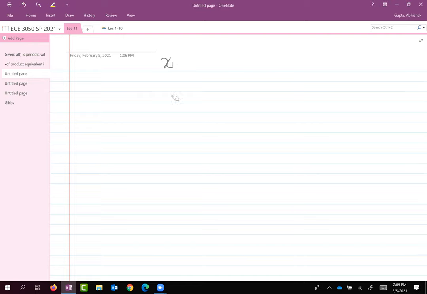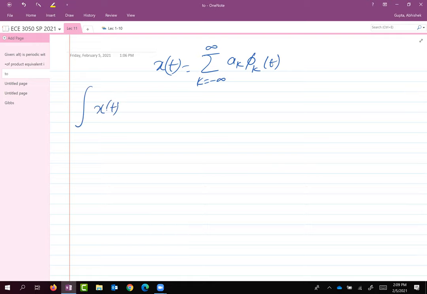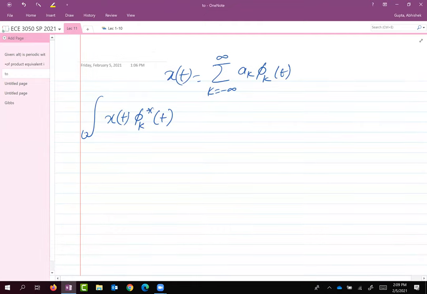So remember, K equals minus infinity to plus infinity. Now I'm going to multiply this x(t) with phi k conjugate of t, and this integral is going to be from zero to capital T. What do I get? I get this integral from zero to capital T.